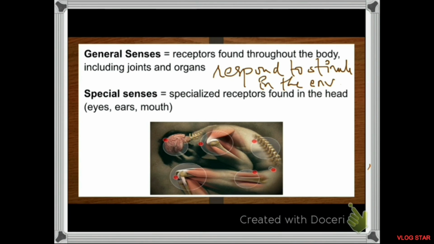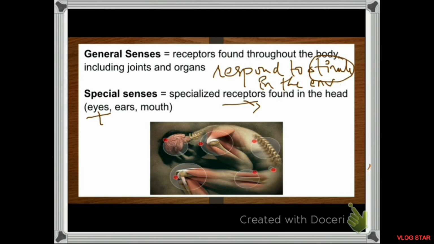Now each sense has a specific sense organ, correct? And these sense organs have specific receptor cells. So what is the role of these receptor cells? It is to register this stimuli from the environment, and it will provide the other parts of the body with the information about this stimuli, right?